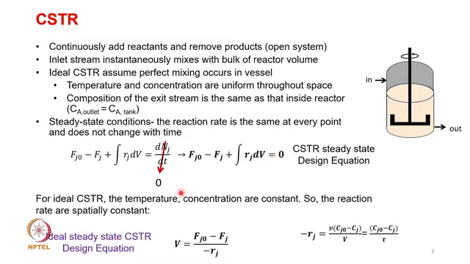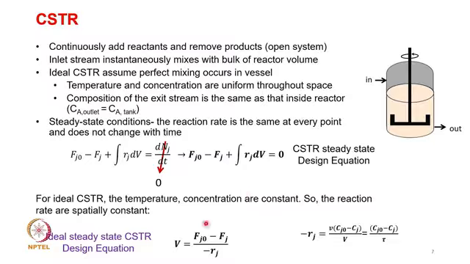Further, for an ideal CSTR, the temperature and concentration are also constant, so the reaction rate is also constant. So you can decouple Rj and dV, as we did previously. What would happen here? Your dV would be integrated to the full reactor volume V, which is what we need to design the system. V is equal to Fj naught minus Fj divided by minus Rj, because the term goes to the right hand side.